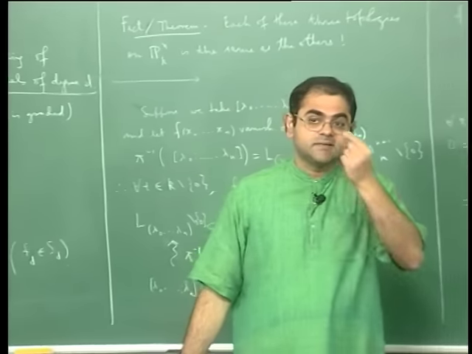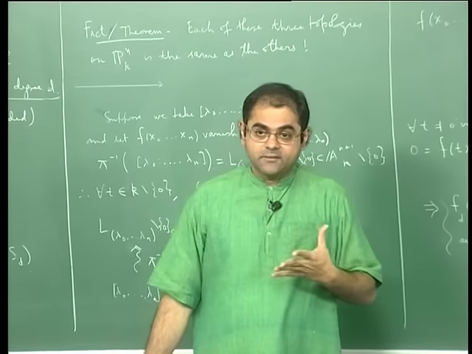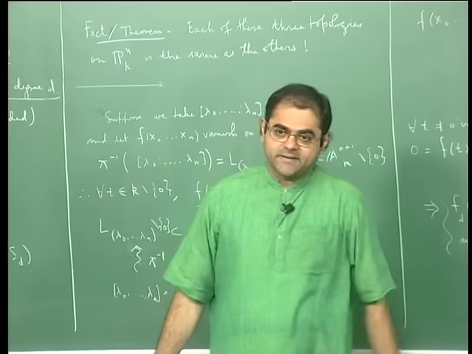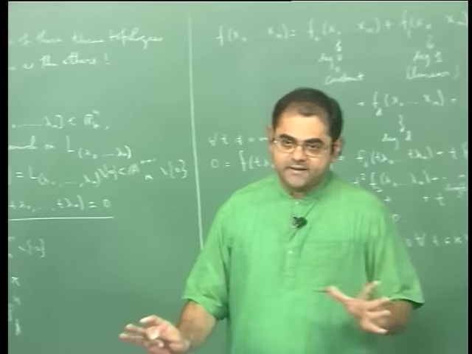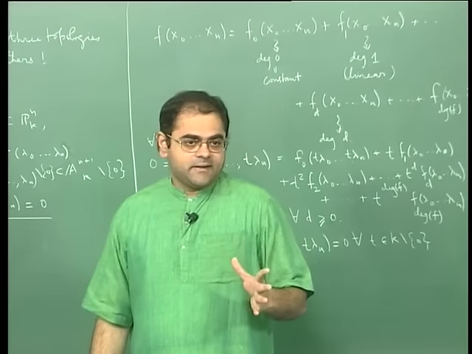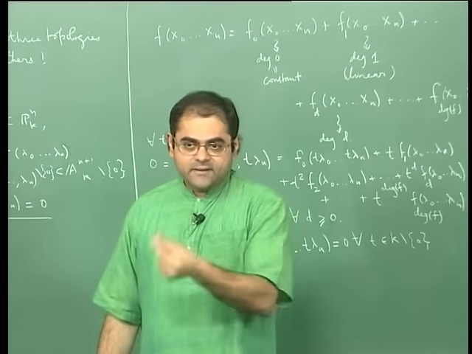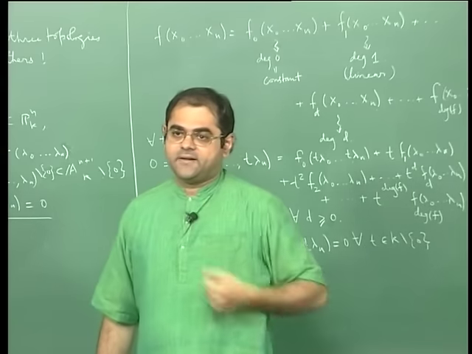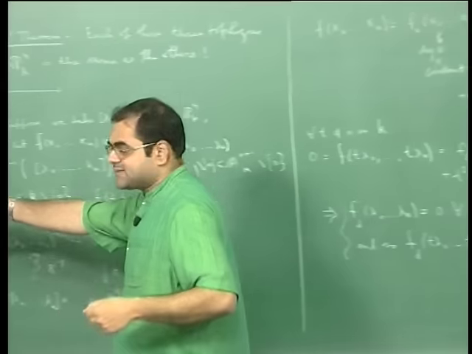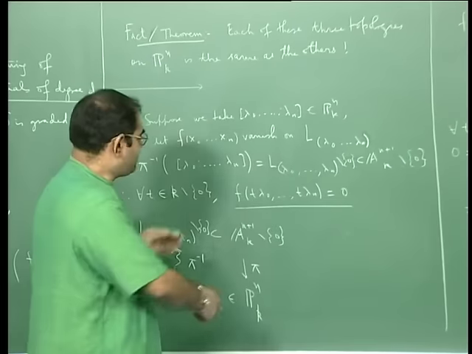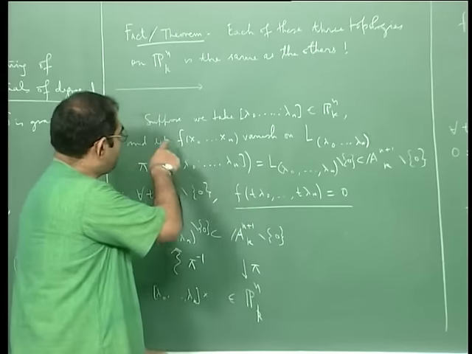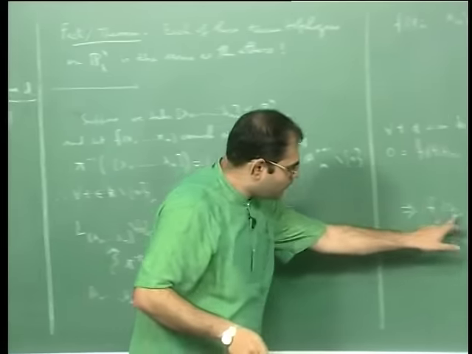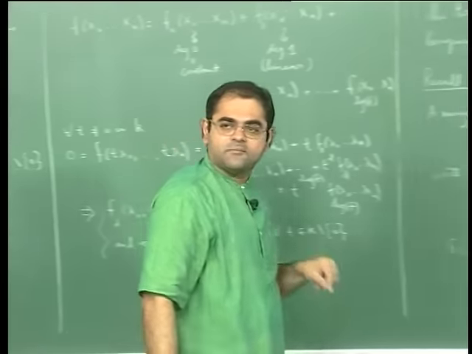Saying that an ideal is homogeneous is the same as saying that if you take any element in that ideal, every homogeneous piece of that element is also in that ideal. One way of saying that an ideal is homogeneous is that for any element in that ideal, every homogeneous piece of that element is also back in that ideal. And you see, that is exactly an algebraic reflection of this geometric fact: if a polynomial vanishes on a line, then every homogeneous component of that polynomial vanishes on that line.